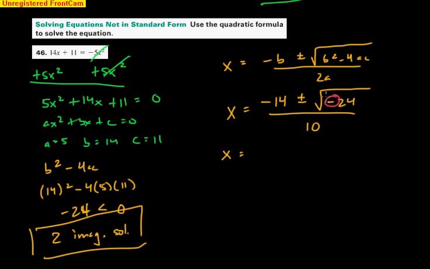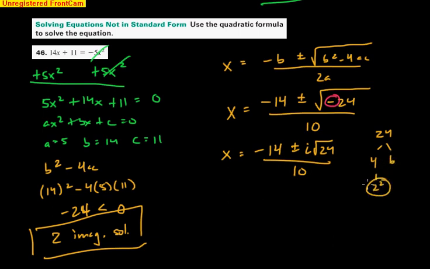Now, got to take care of this negative in the square root. Don't want that. So bring out the i. Negative 14 plus or minus i square root of 24 all over 10. And now let's take a look at 24. It's in the square root. Does it break down? I think so. 4 and 6. 4 is 2 squared. 6 is 2 and 3. But 2 and 3 they're not perfect squares, so don't worry about it. Just keep it as a 6. So in that square root, negative 14 plus or minus i square root of 2 squared times 6 all over 10.